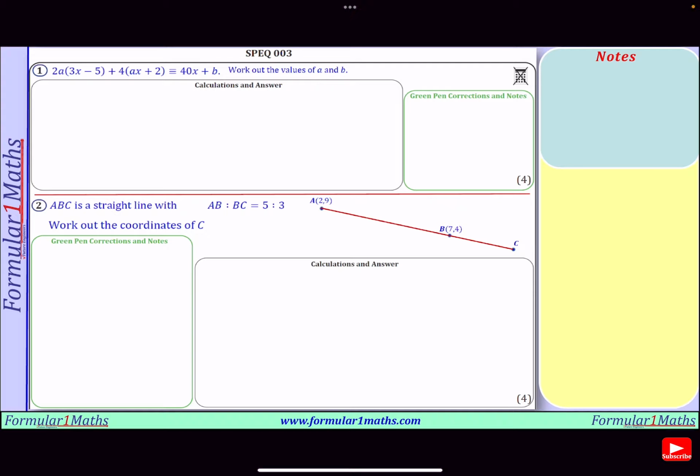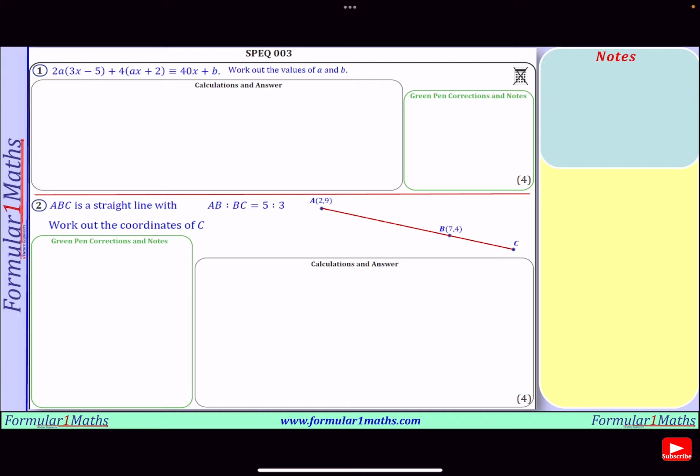This is sample exam questions 003 for AQA Level 2 Further Maths. We've got 3 questions to answer. Question 1. 2a(3x - 5) + 4(ax + 2) is equivalent to 40x + b. Work out the values of a and b.